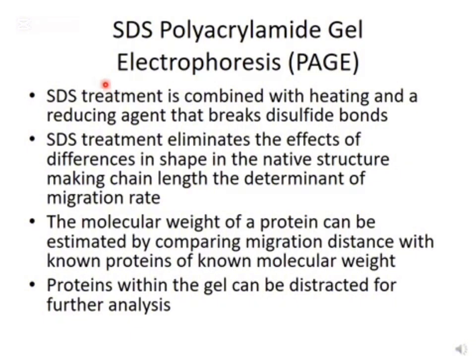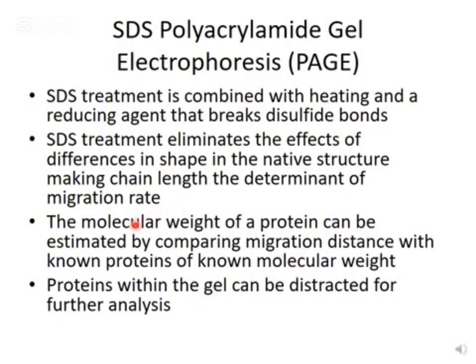So in addition to using SDS to denature the protein, heating and a reducing agent are also added to the protein in order to further denature it and make sure that it has no secondary and tertiary structure. So as I mentioned earlier, the treatment with SDS eliminates the effect of differences in charge and in the native structure, making the chain length the determinant of the migration rate. So it only depends on how long the polypeptide chain which makes up the protein is.